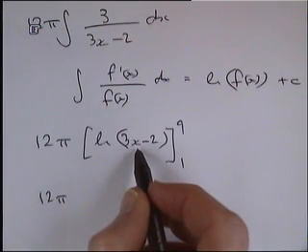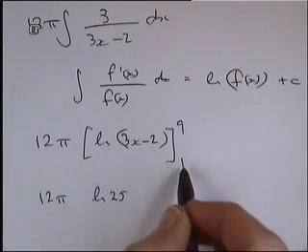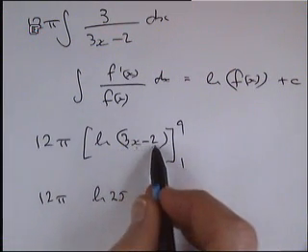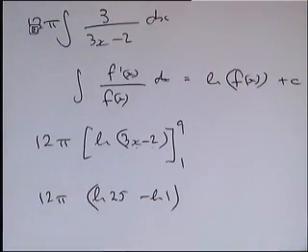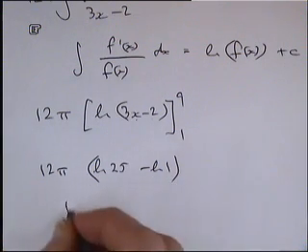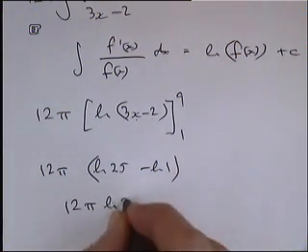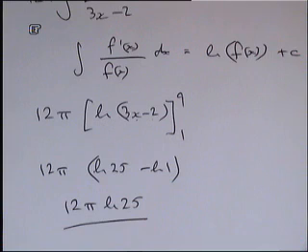3 nines are 27, take away 2 is 25. When I put 1 in here, 3 ones are 3, take away 2 is 1. So I've got 12 pi into log 25 minus log 1. Log 1 is 0, so I'm just left with 12 pi log 25. And that's the exact value, the answer to this question. It says an exact volume, so I don't want you to work it out as a decimal. They wish you to leave it in that exact form.